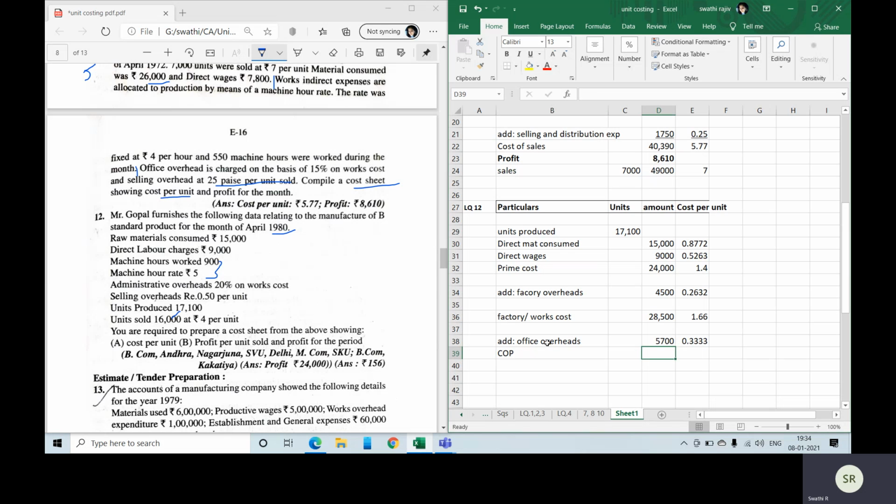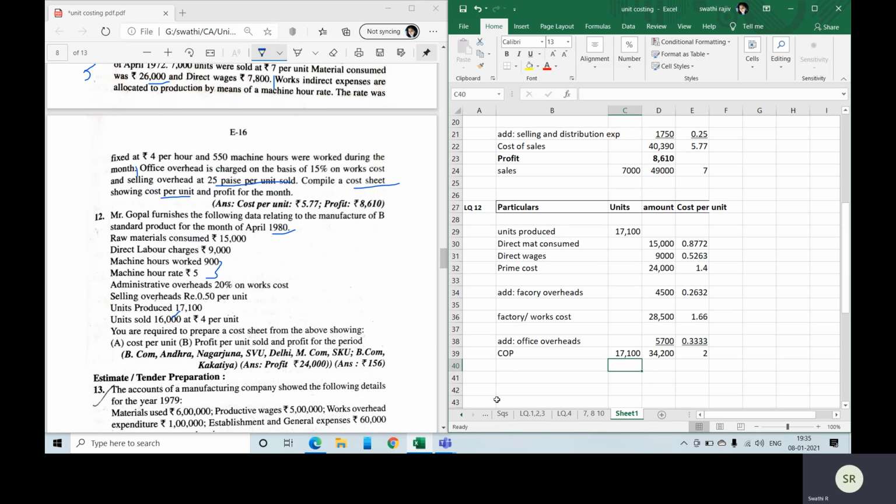So in cost of production, I have 34,200, and this is going to be 1.99. Then we can just take it as 2. I think 2 should be an okay amount. It's coming as 2. It doesn't matter. Cost of production. Now for producing 17,100 units, you have actually spent 34,200. The amount that cost you is 34,200.